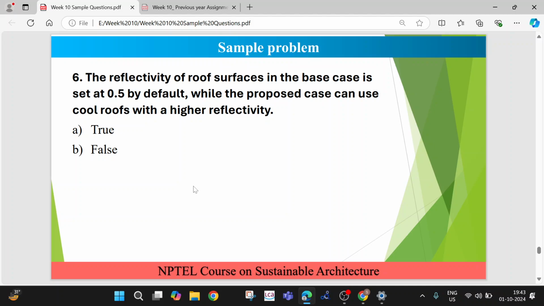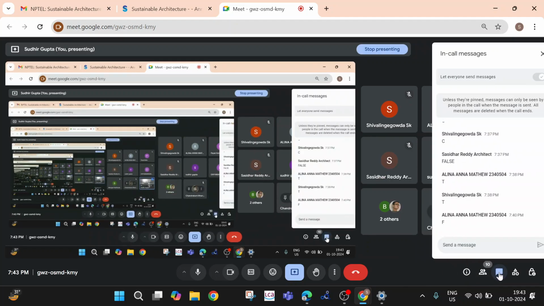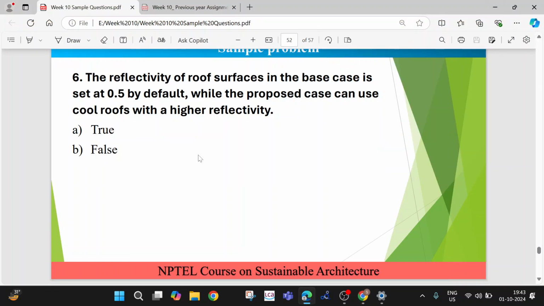So here is the next question then. The reflectivity of roof surface in the base case is set at 0.5 by default, while the proposed case can use cool roofs with higher reflectivity. So whether the base case is having 0.5 or 0.3, what have you studied? 0.3. Yes. So this statement is incorrect. So 0.3 will be the right answer for that.